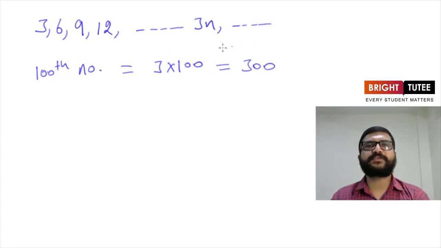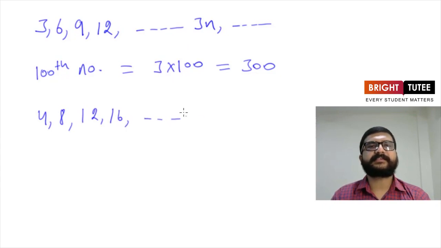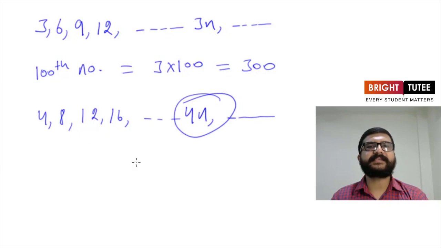So like this we can use algebraic expressions. Instead of 3n we can have any other also. Let's say we have 4, 8, 12, 16, and it goes on like this. This time it is multiples of 4, so the expression is 4n. This is the nth term of this sequence. So in this way also we can use algebraic expressions.